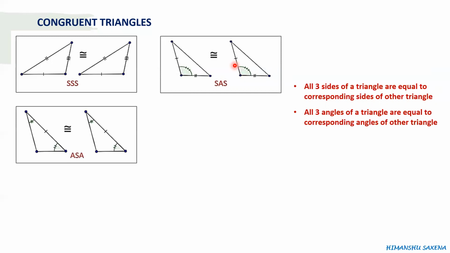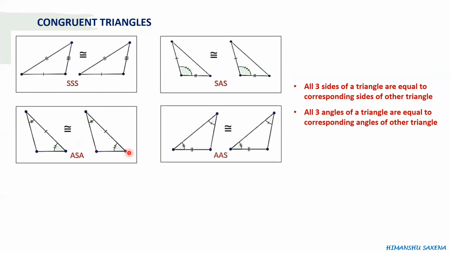Then another rule is ASA. So if this angle is equal to this angle and this angle is equal to this angle, and the side in between these two angles are also equal, then also we say that these triangles are congruent. This is called ASA rule.